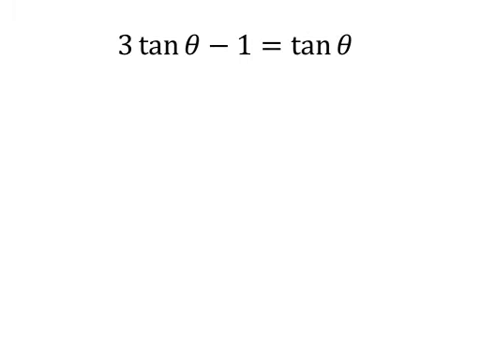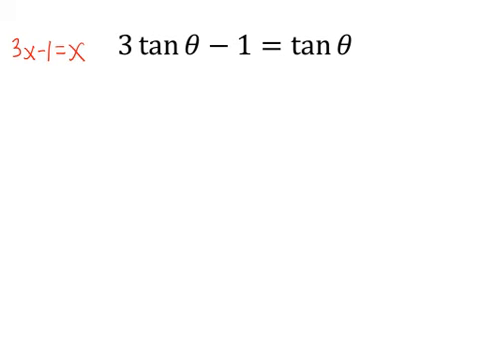Now, let's assume that you don't have your trig table, anything like that, and you have a problem like this. So you see with this one, we have multiple trig functions. We have tangents. Another way you could do this is to change tangent theta into your variable. So you could rewrite this if you want as 3x minus 1 equals x. And you use that to help you solve it.